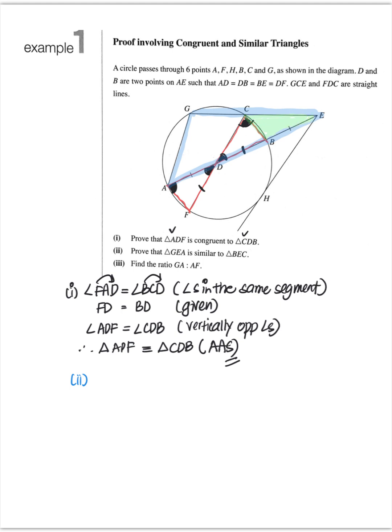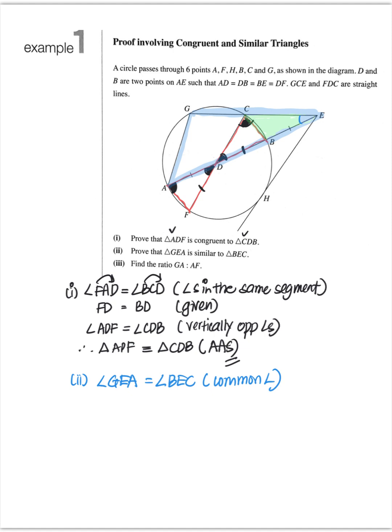Okay, straight away you can see something. Common angle. Okay, so your common angle is E. Right? Your common angle is E. So angle GEA is equal to angle BEC. Okay, reason, common angle. Okay, and then is there any other properties that you can find?